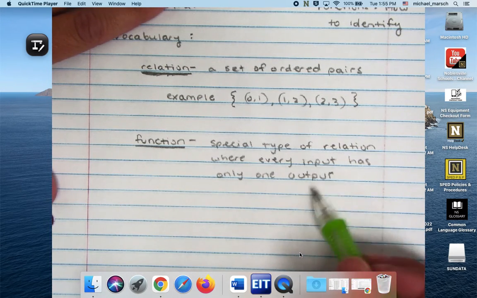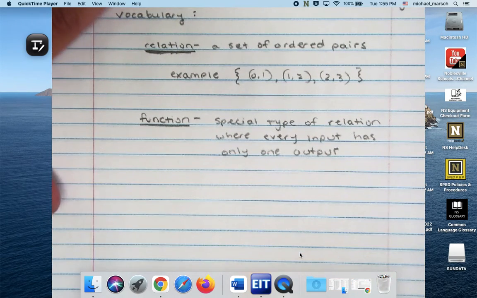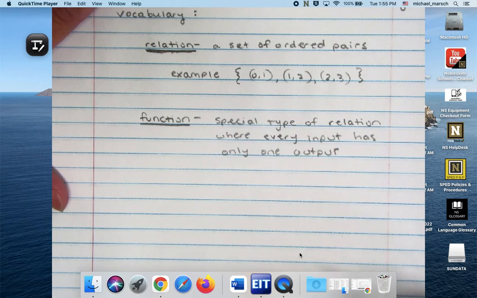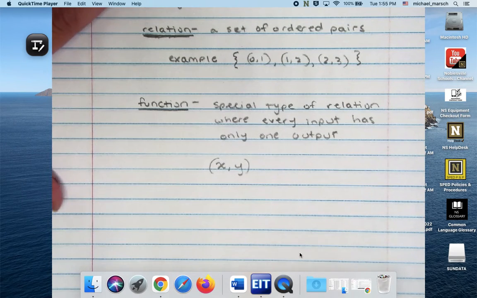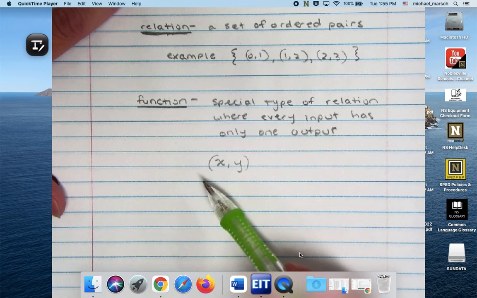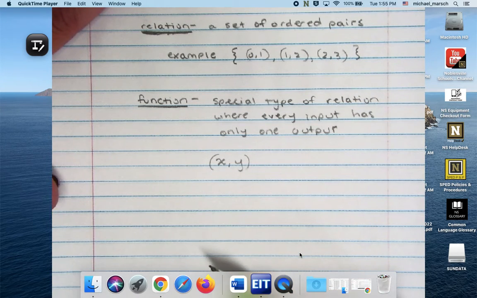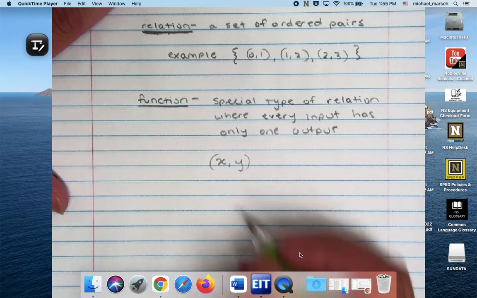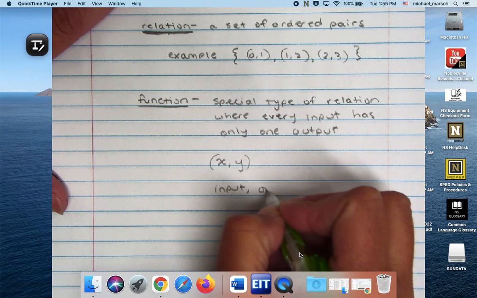All right, so we talked about input, output. So in our vocabulary, we have an ordered pair, x, y, right? This is our ordered pair. Everybody knows what an ordered pair is. We have our x value and our y value. That should definitely be familiar. X is also known as the input, and y is the output.